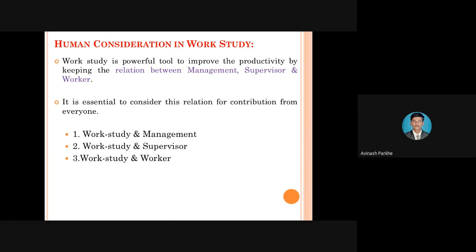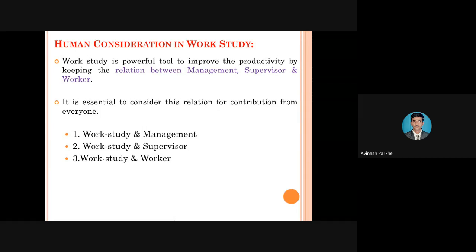In addition to that, if the management gives the green signal that you can implement this technique, before implementation the supervisor has to conduct the trainings. The supervisor has to give all the important information about the new techniques, so that workers can easily understand which type of modifications are taking place, due to which they can work on the new method or new process in an effective manner. Therefore, the relation between work study and the supervisors also plays a very, very important role. And the last point is work study and the workers.